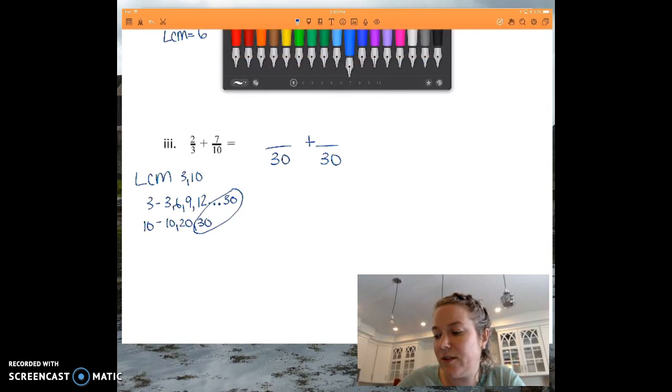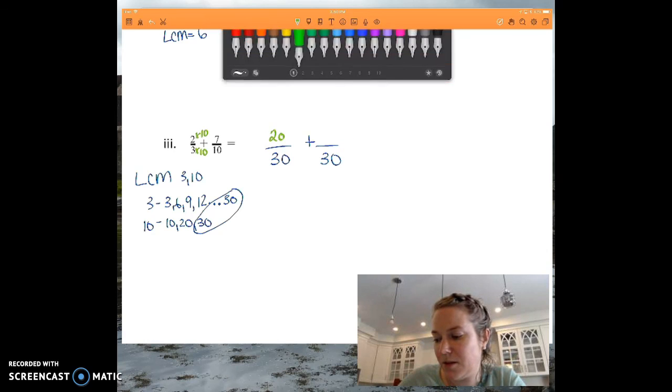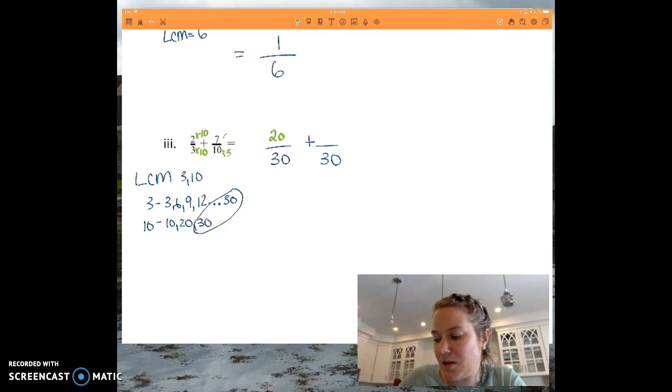So let's make those equivalent fractions. Okay, I multiplied 3 by 10. I'm going to multiply 2 by 10 and get 20. Make that bigger by mistake. 10 by 3, 7 by 3, I get 21. Now I perform the rest of my addition, remembering the denominator is going to stay the same. 20 plus 21 is 41.